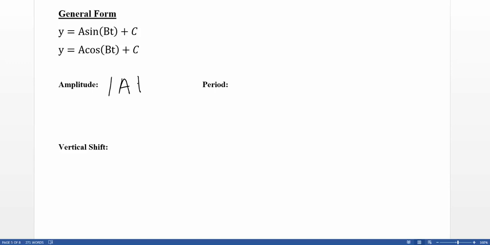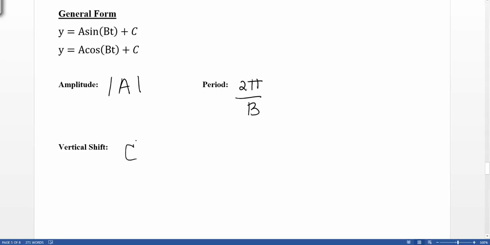The period of the function is normally 2 pi. So that means that if there's a different number inside of our function, we need a way to account for that. So our period is 2 pi divided by b. So here we can find out our period by taking whatever number was put inside the function and dividing it into 2 pi. Our vertical shift is c.